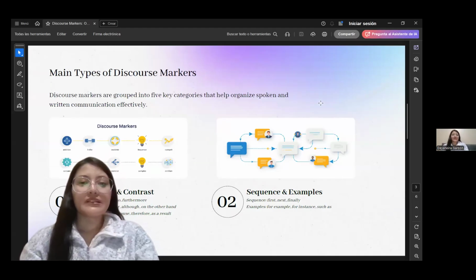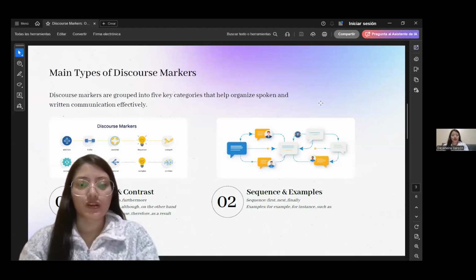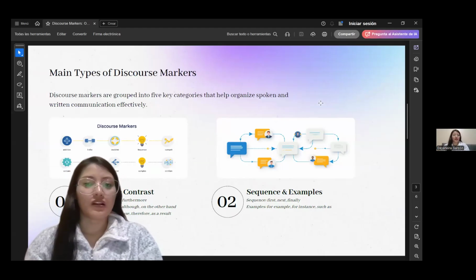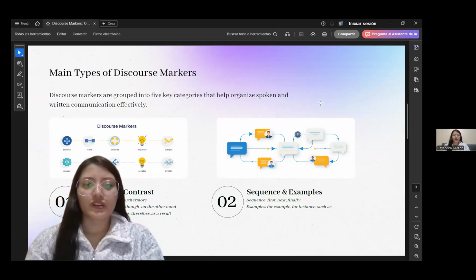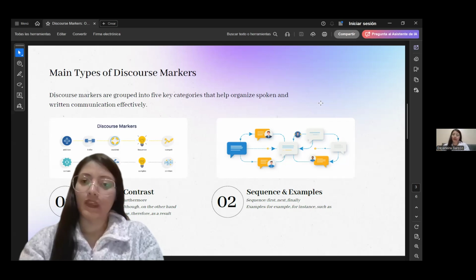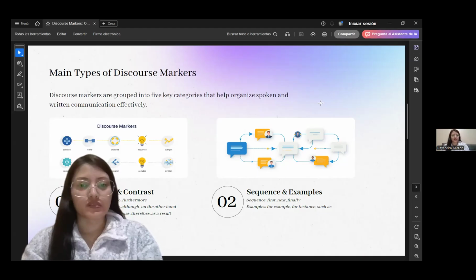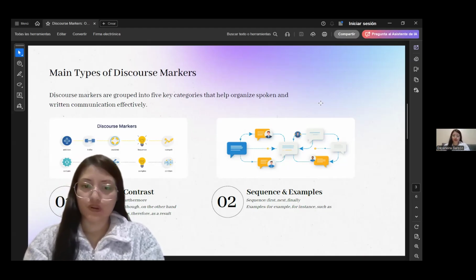Well, there are several types of discourse markers depending on their function. First, addition markers, such as and, also, and furthermore, add new information. Second, contrast markers like however and on the other hand introduce different or opposite ideas. Third, cause and effect markers such as because, therefore, and as a result explain reasons and consequences.